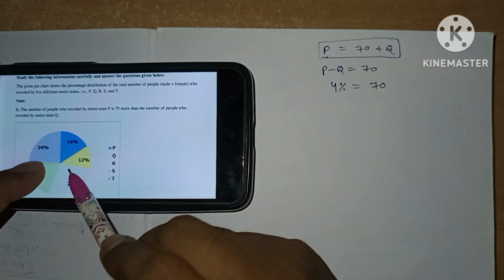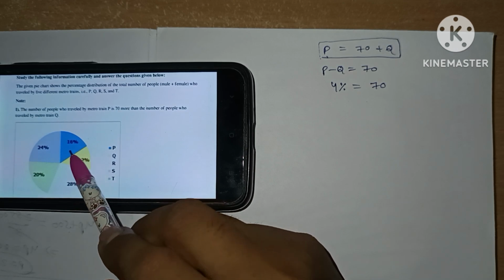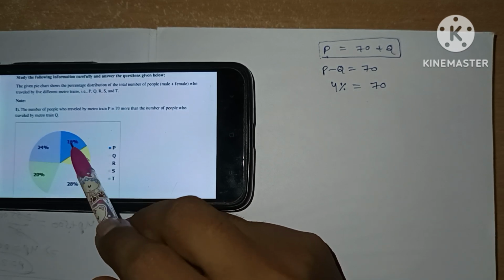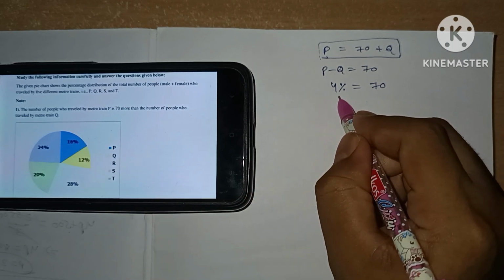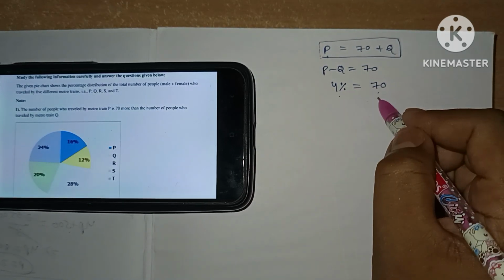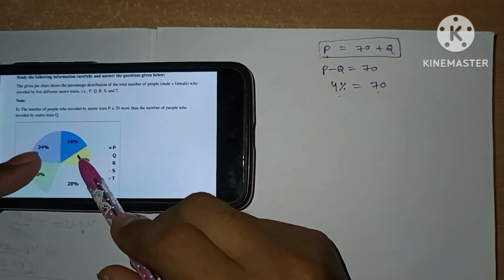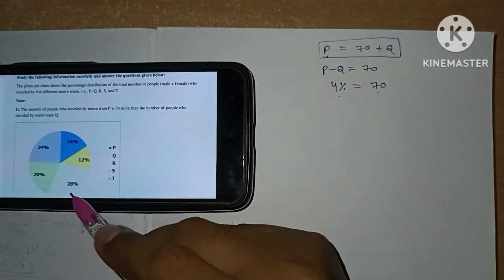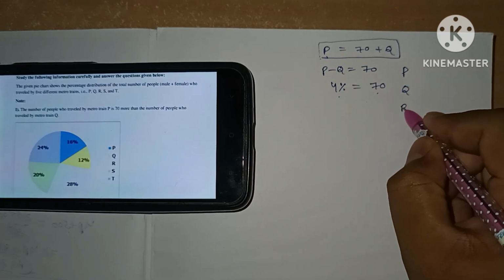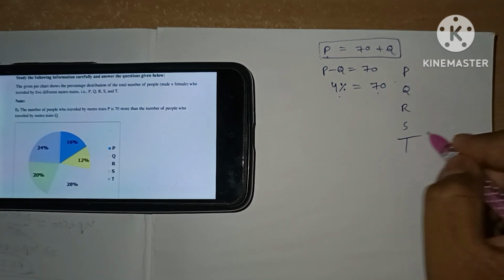In our pie chart it is clear that P has 16 percent and Q has 12 percent. The difference between these two, which is 4 percent, is 70. From this we can derive the number of people traveling by each train. Let's see: P, Q, R, S and T.